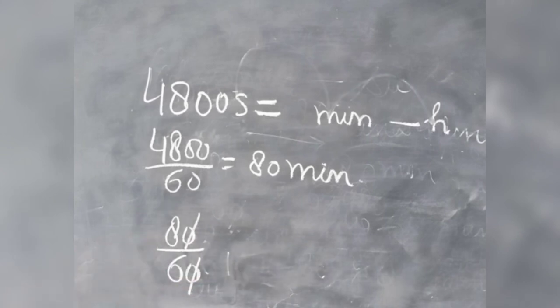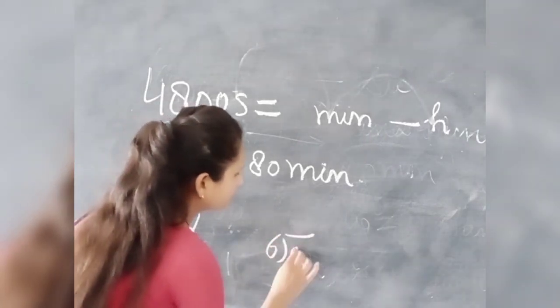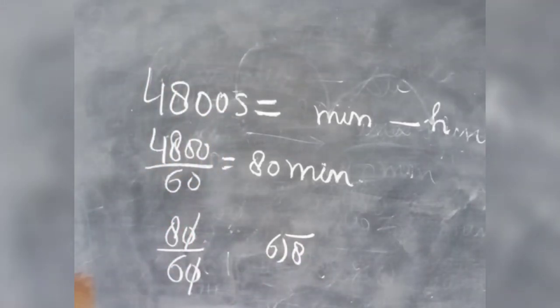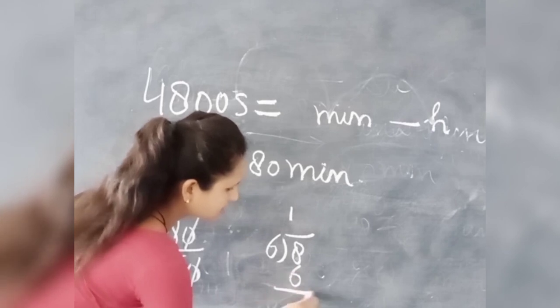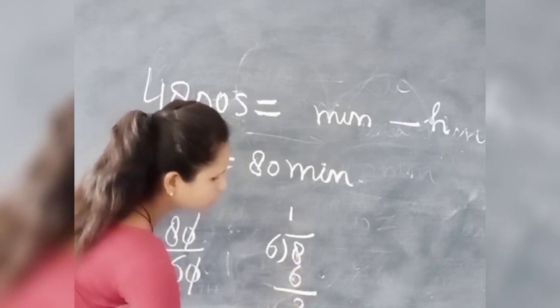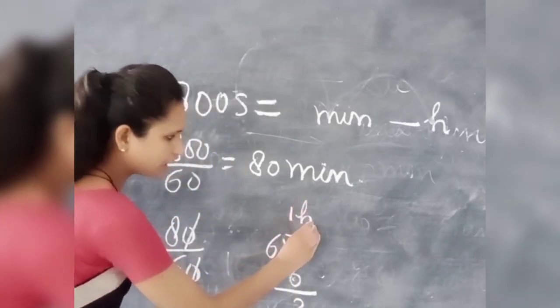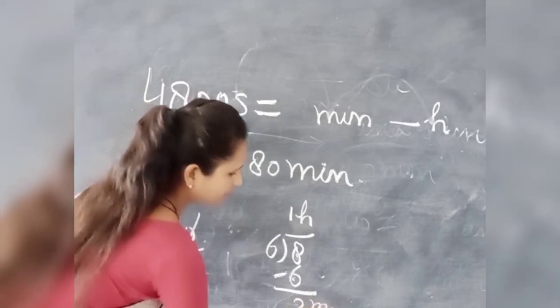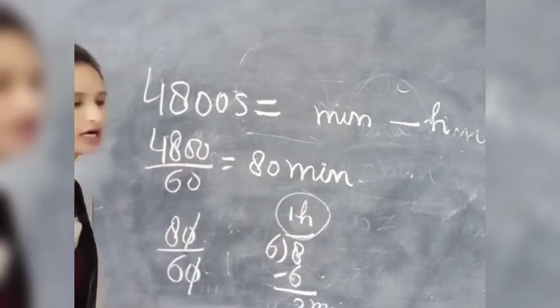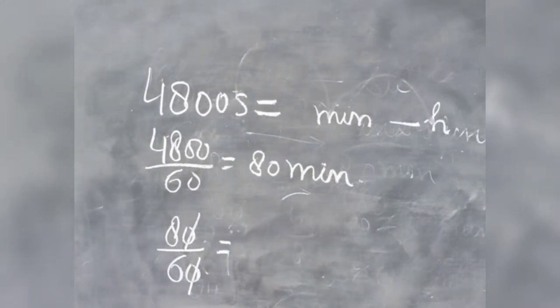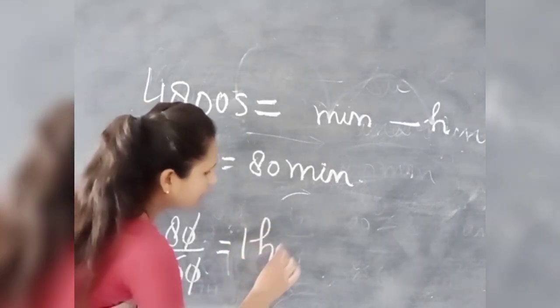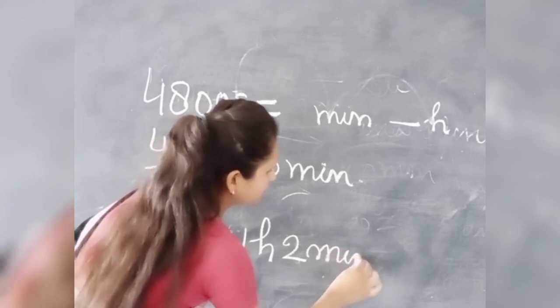Now you can easily divide 8 by 6. 6 ones are 6, 8 minus 6 is 2. This is our hour and this is minute. Quotient is hour and remainder is minute. So our answer is 1 hour 2 minute.